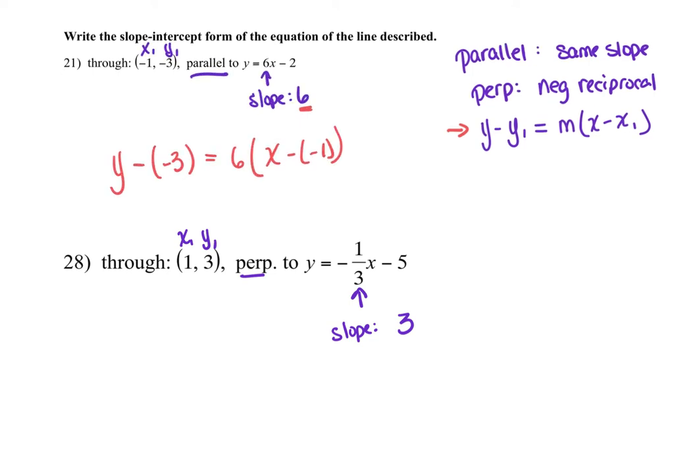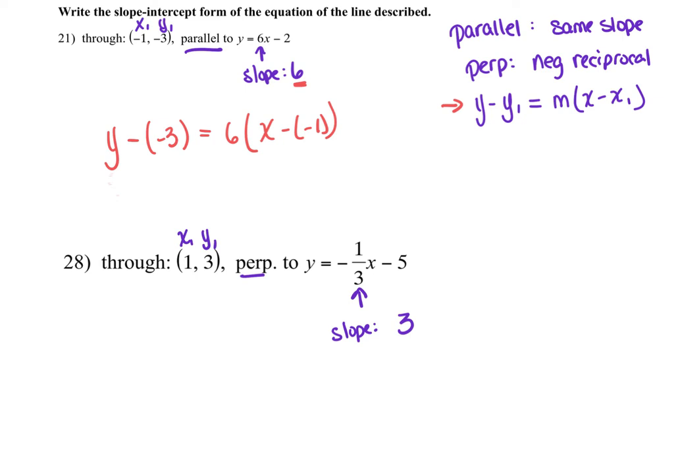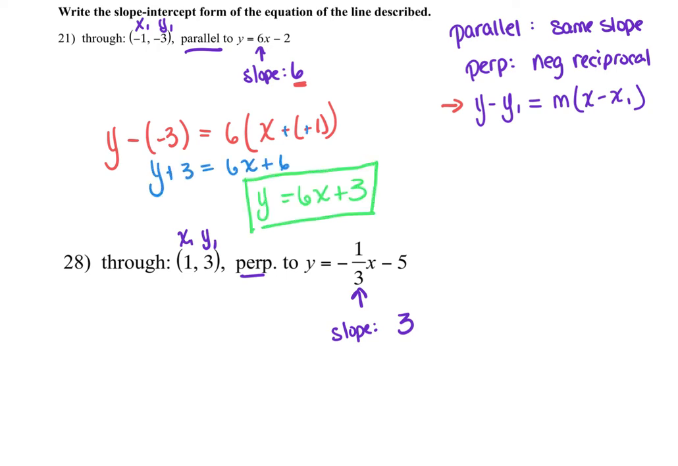And of course, you will want to simplify this as much as possible. So I'm going to say y plus 3, this is plus as well, equals 6x plus 6, subtract my 3 over, y equals 6x plus 3. That's my parallel line.